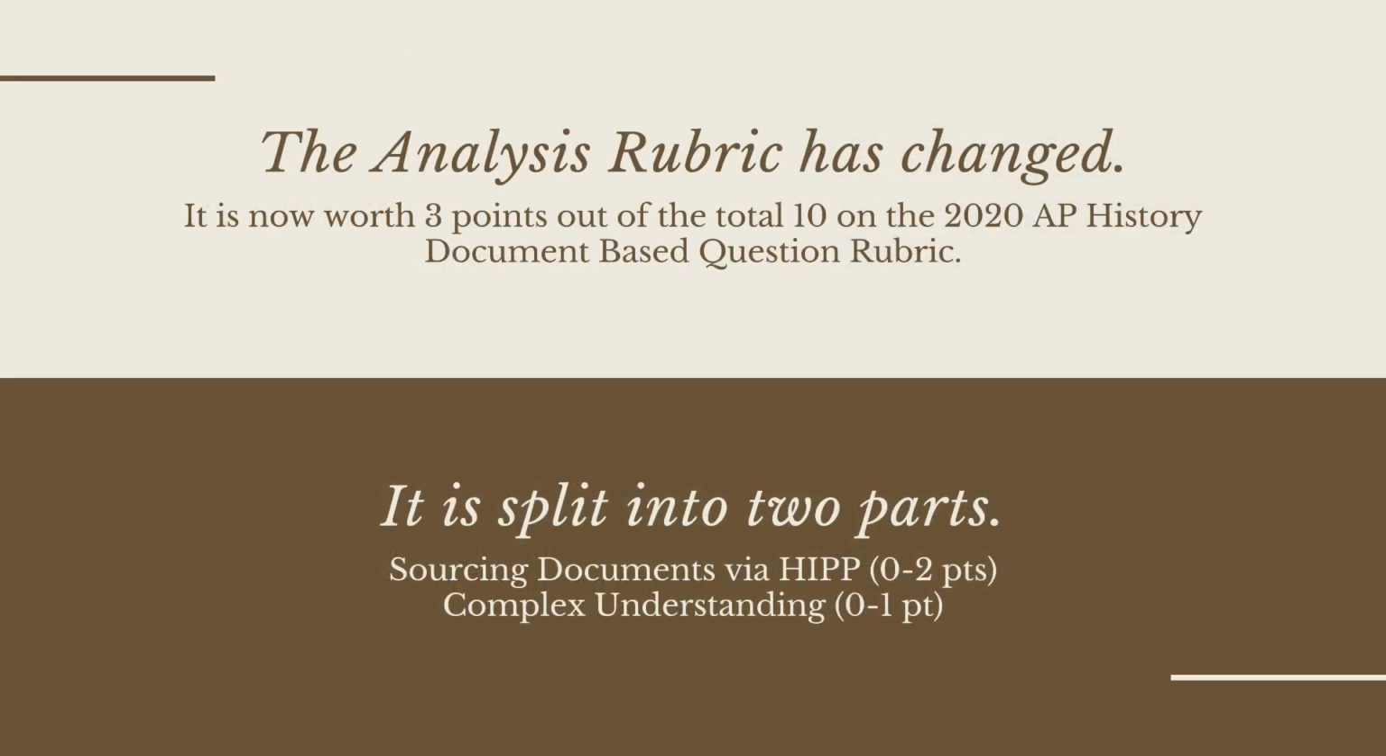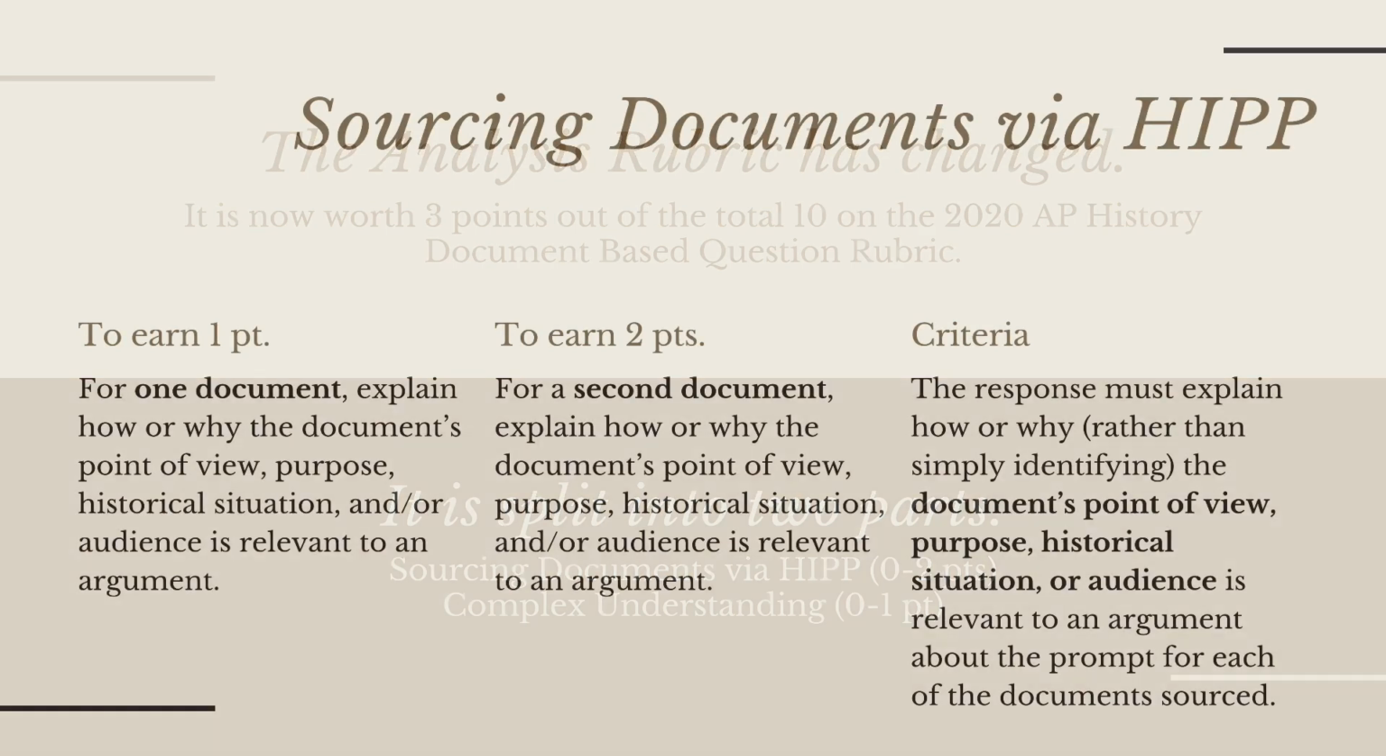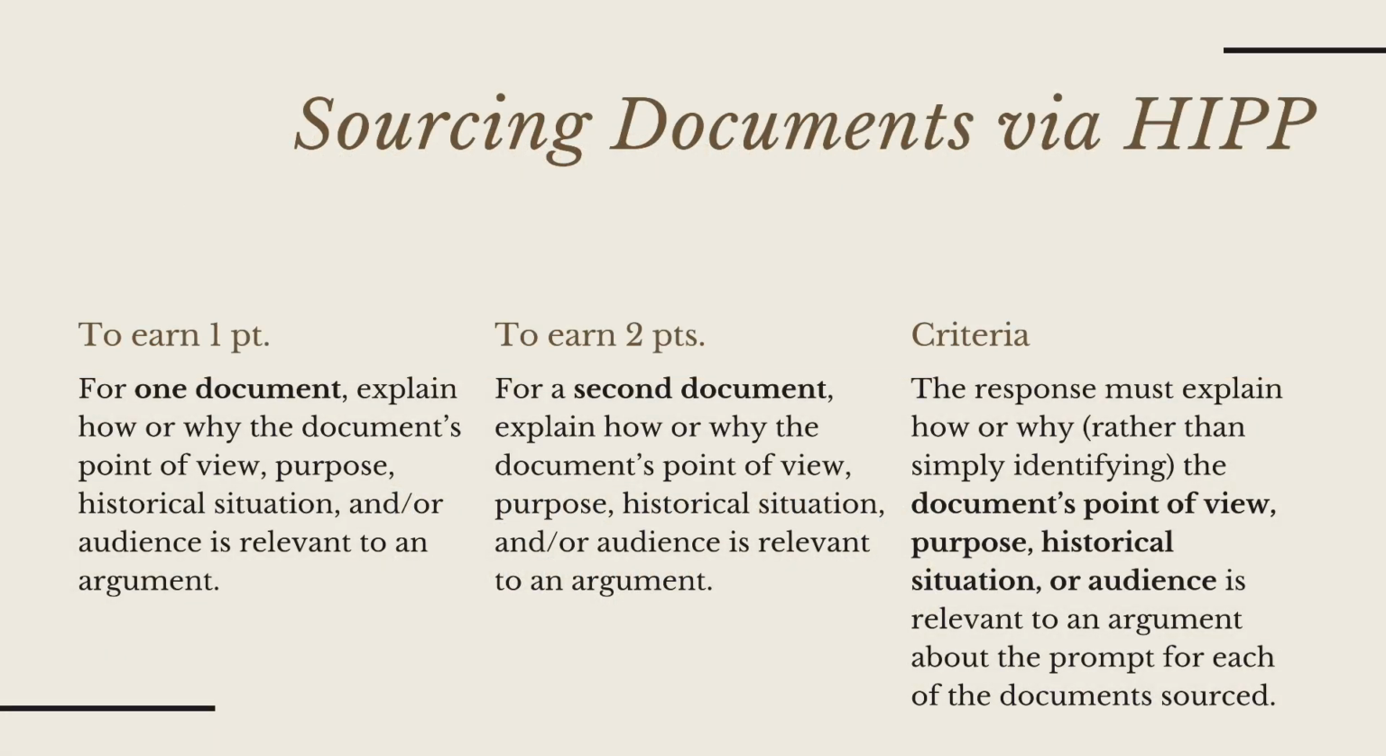This year's analysis rubric has changed. It is now worth 3 points out of the total 10 on the AP History rubric, and the analysis point is split into two parts. Sourcing documents via HIP worth up to 2 points, and complex understanding worth up to 1 point. Let's go over the first portion, which is sourcing documents via the acronym HIP.